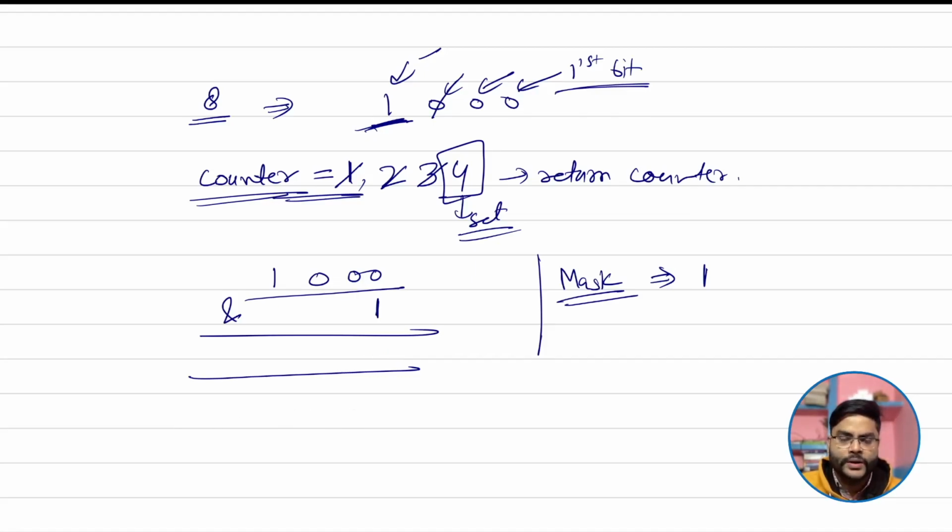Now if I take 0 bitwise AND 1, it will be nothing but 0. If it is 0, just shift your 1 and increment the counter. Let's say this is my counter. Initially it is 1, it is 0. Increment your counter to 2 and shift your 1.